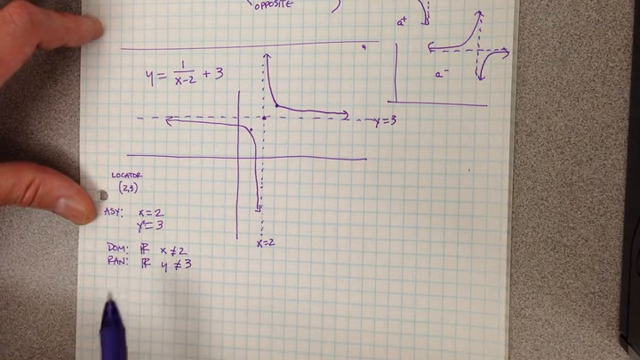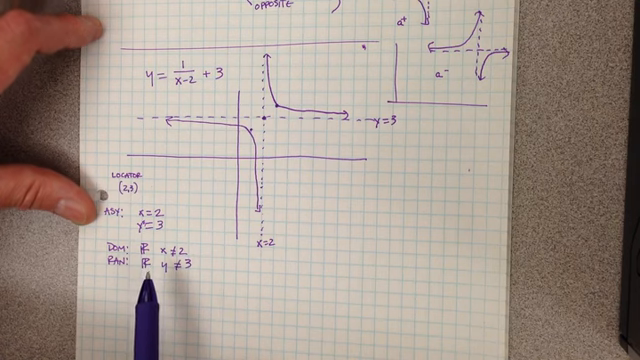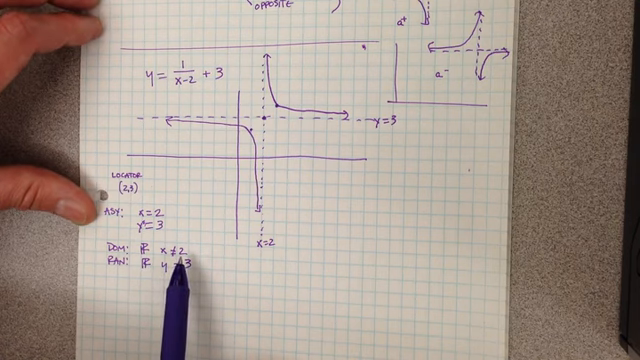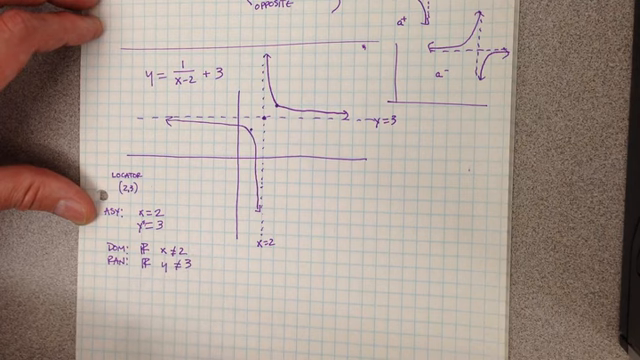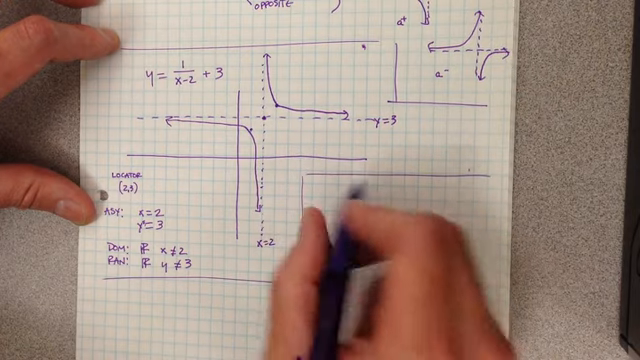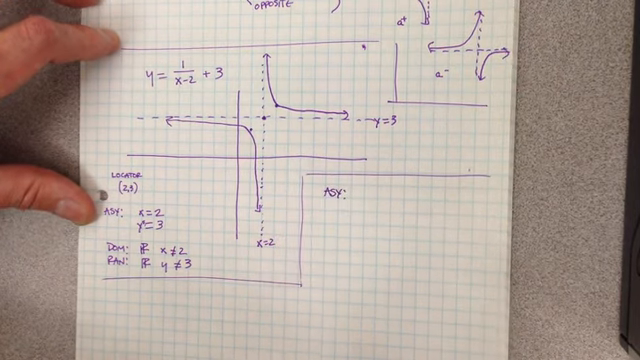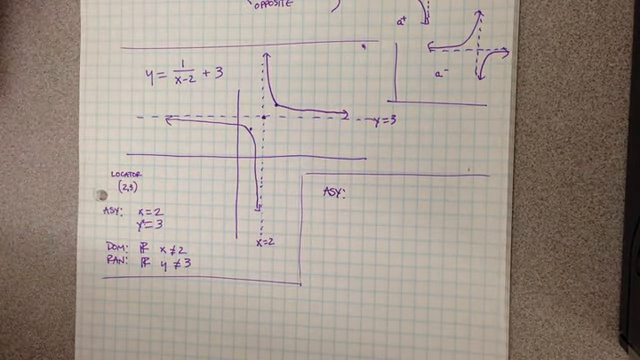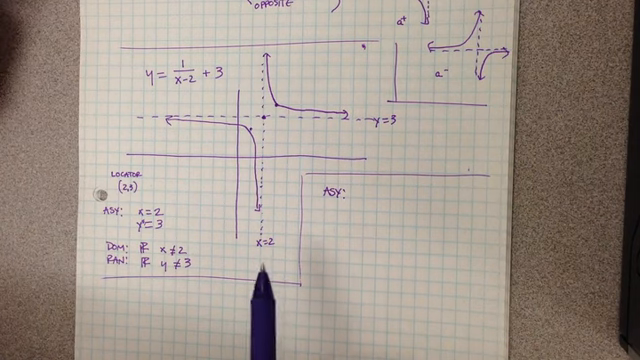Our domain and range is all real numbers except for the x value of the locator, x cannot be that, and the y value of my locator, y cannot be that. Asymptotes, as a little side note, they cannot exist. It is impossible to have an x value of 2.